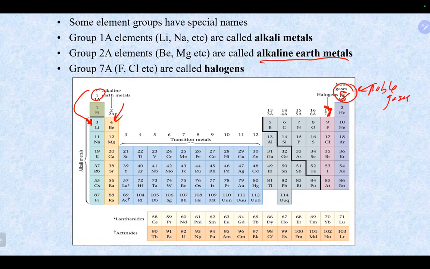So those are some special names that you should be aware of. The word alkaline means basic. A lot of strong bases come from group 1 and group 2 on the periodic table, like sodium hydroxide, potassium hydroxide, calcium hydroxide, and so forth. Those guys, when they combine with hydroxide, make some strong bases.